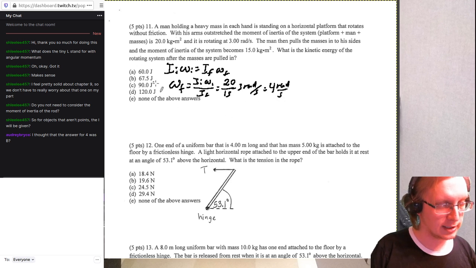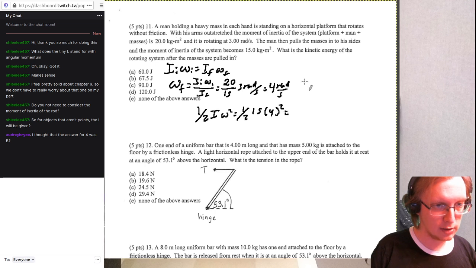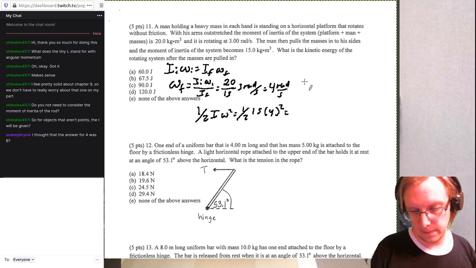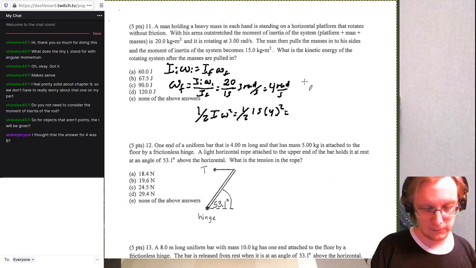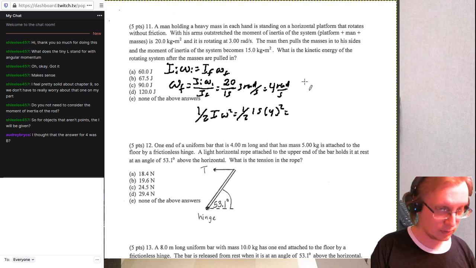Now we need the kinetic energy. And so that'll be 1/2 I omega squared. 1/2 I is 15 times the omega of 4 squared. 4 squared over 2 times 15 is 120 joules.